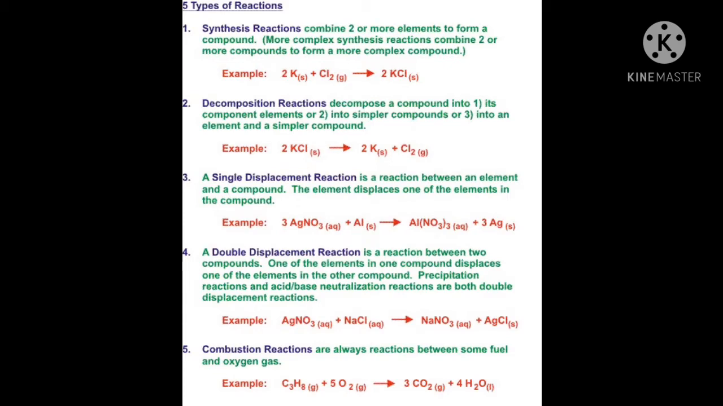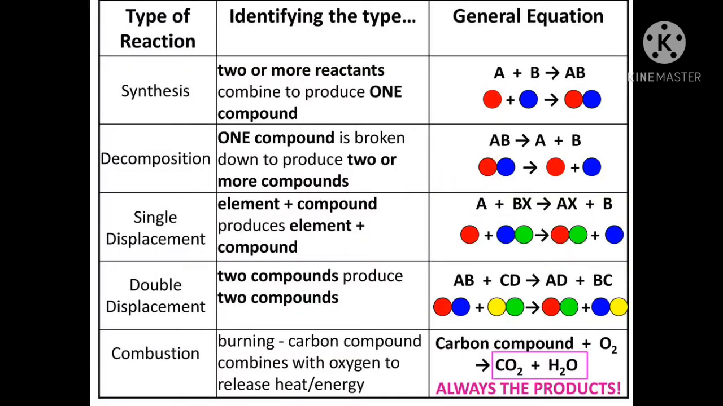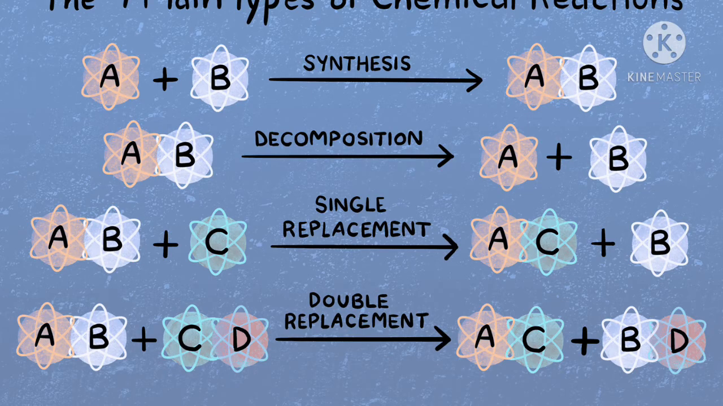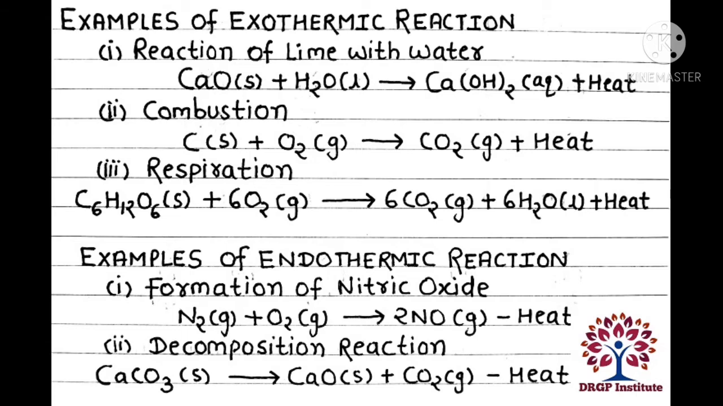Fourth, double displacement reaction. When two compounds exchange their ions and one of the products formed is insoluble, it is said to be a double displacement reaction. For example, sodium sulfate plus barium chloride to form barium sulfate plus sodium chloride. I hope you got all the definitions.